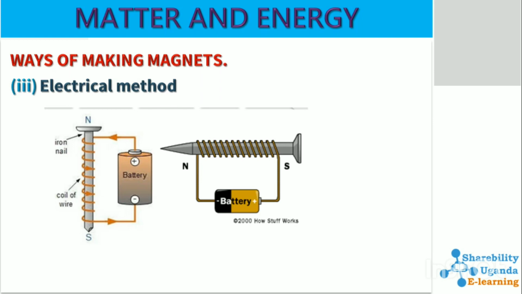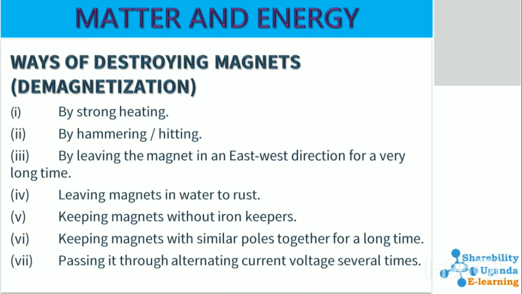It is very similar to that of an induction method. It works in the same property. Ways of destroying magnets. How do we make magnets lose their magnetism, or demagnetization?